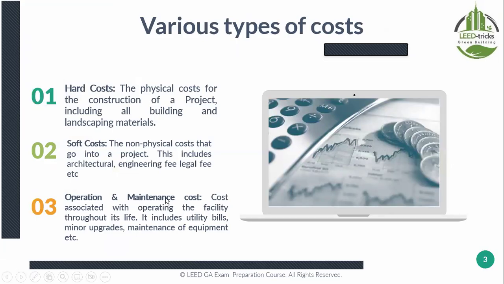It's not only the cost you buy the material. What is hard cost? If I buy cement, wood, concrete, all this we call it hard cost. So I buy physical material. What is soft cost? I pay for consultancy, lawyers, engineers, architectural, legal fees. All these are soft cost. Operation and maintenance cost, we know, is the cost you pay to operate the building and maintain the building.